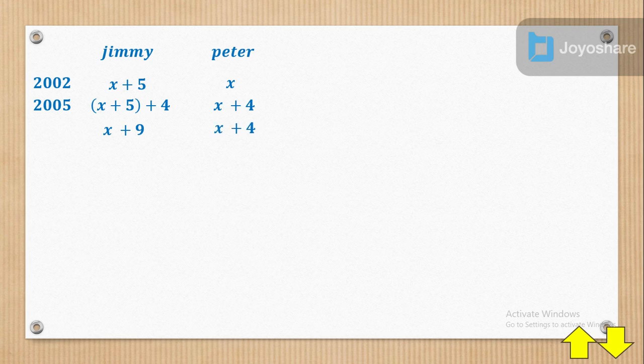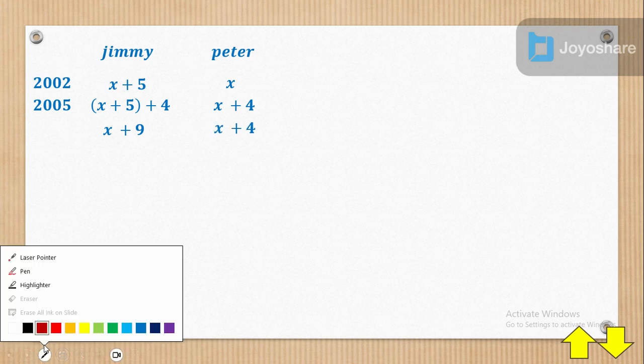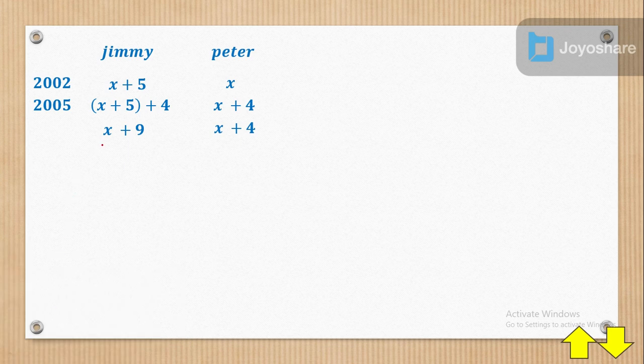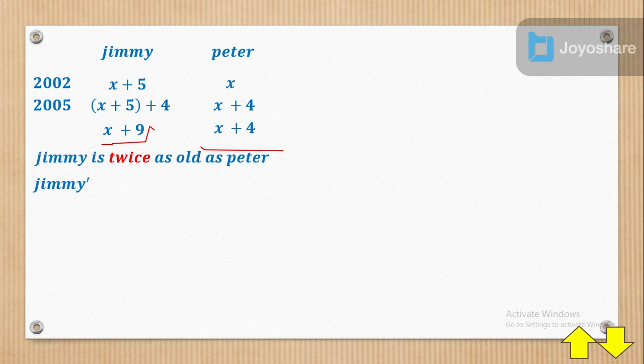So we are trying to simplify. When you simplify what you have up there, you get this. When you simplify that, you get that. So let's see. Now we are saying that Jimmy is twice as old as Peter. So that statement means that Jimmy's age is equal to 2 times Peter's age. That's what that statement means.